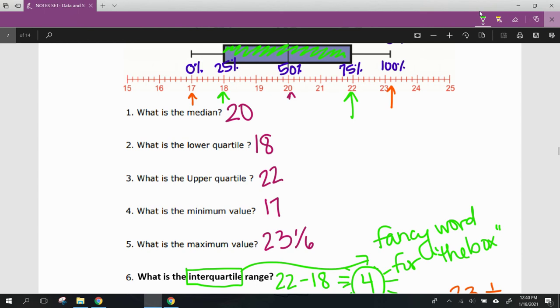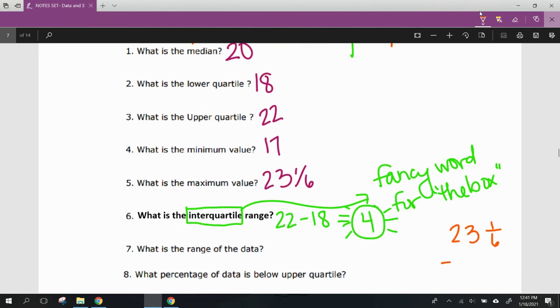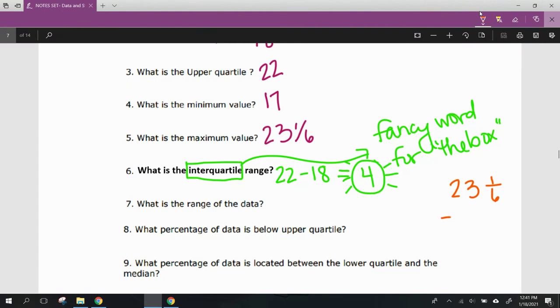Cool. And we can even do the same thing with the range of the whole thing from 17 to 23 and 1/6. 1, 2, 3, 4, 5, 6, and then that little extra would give us 1/6. Right? We're going to see the same thing here. 1/6 minus 0 is just 1/6, and 23 minus 17 is 6 and 1/6. There we are. Cool.